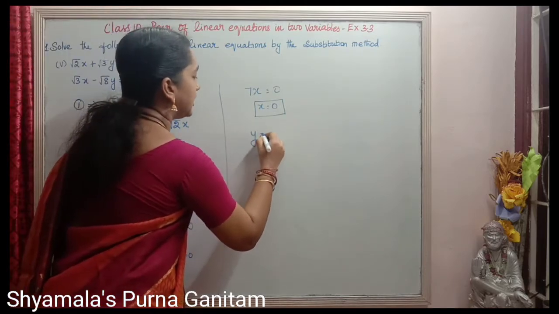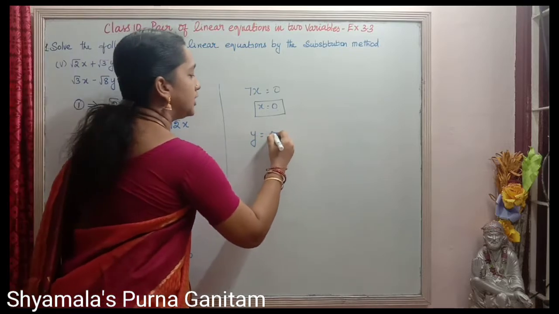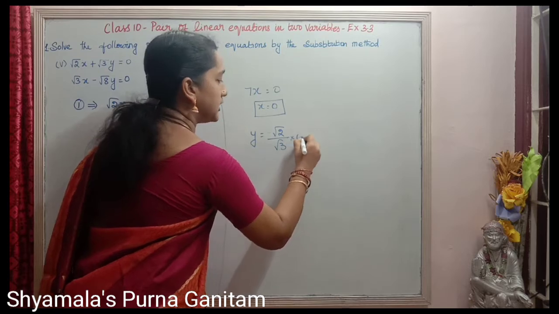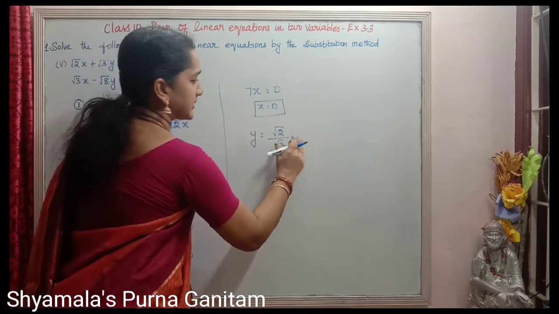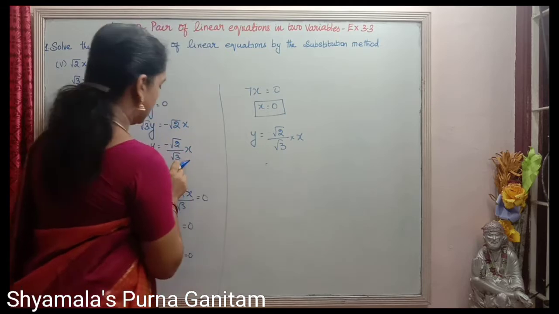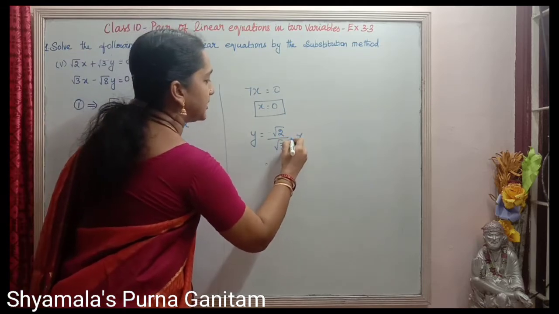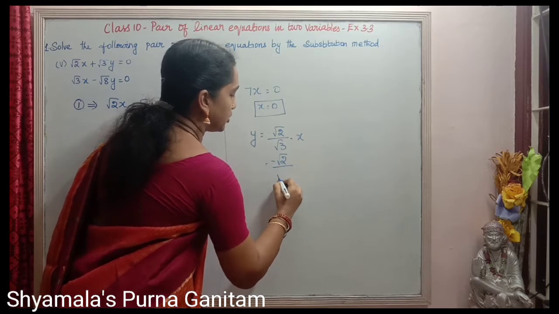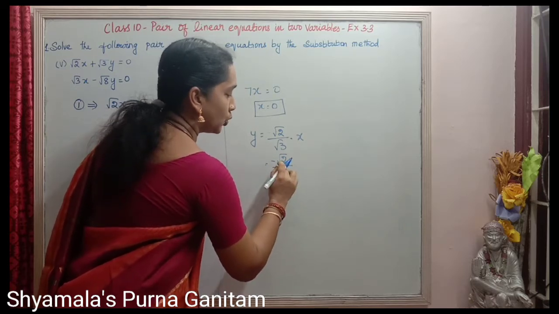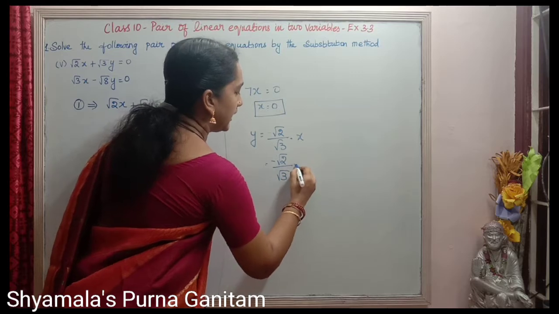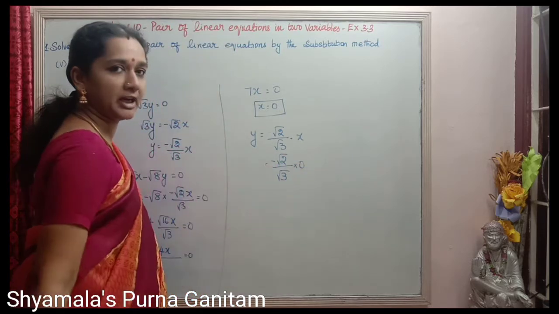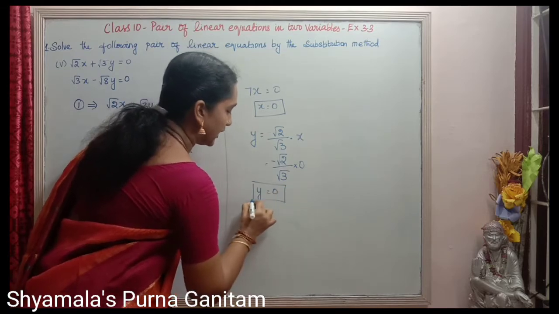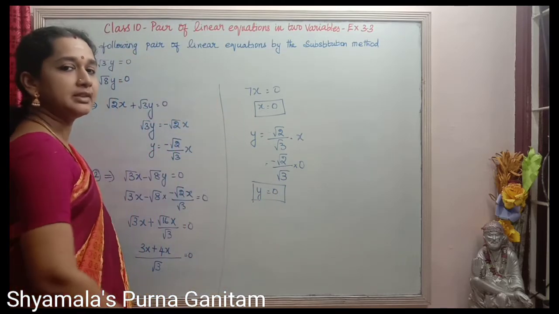When we substitute it in the y value, y is equal to minus root 2 by root 3 into x. Instead of this x, I will be substituting 0, since I got the value for x as 0. So minus root 2 by root 3 into 0. Any number multiplied by 0 will be 0. So my x value and y value will become 0 here.